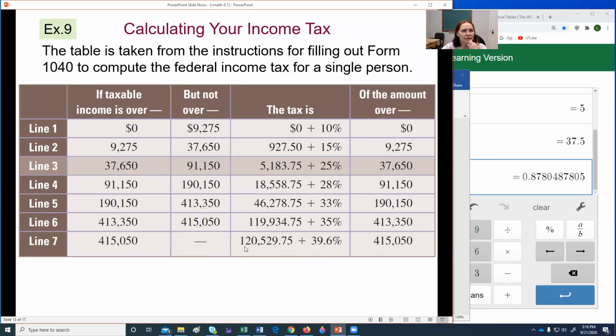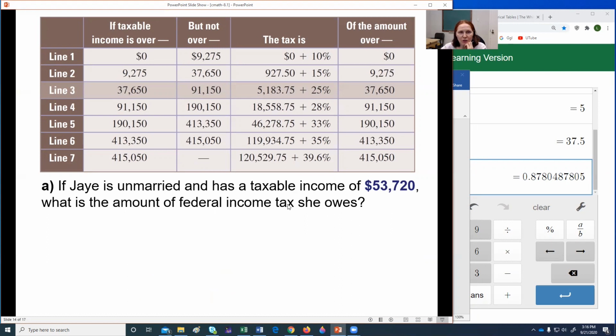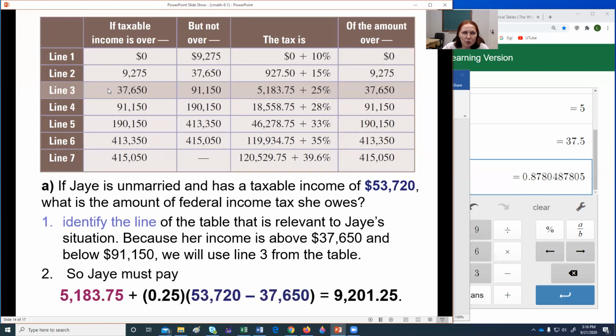Calculating your income tax. What is the amount of federal income tax she owes if her income is 53,720? First, we locate the line. Her income corresponds to the third line between 37,000 and 81,000. Then we use the formula 5,183 plus 25% of the difference between her income and 37,000. So we subtract and multiply by 25%, and of course we use percents in decimal form.